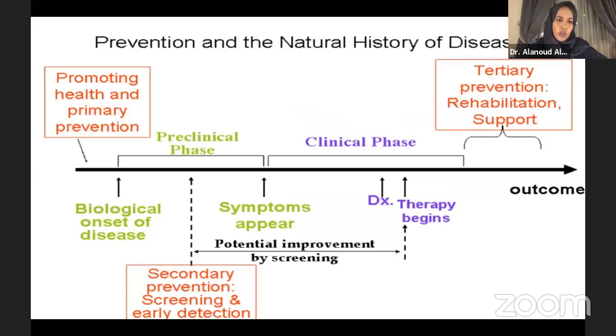And I'm sure all of you are familiar with this graph. So we have maybe 3 or 4 phases of disease. We will start with the first phase, where it's still before the biological onset of the disease, meaning that the individuals or subjects are still healthy and did not contract the disease. And here is where primary prevention plays a big role.